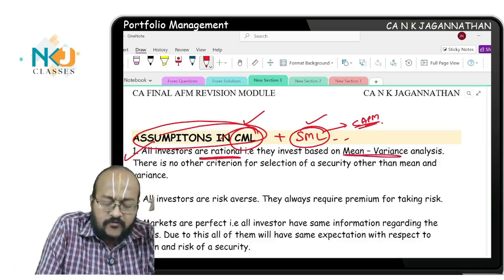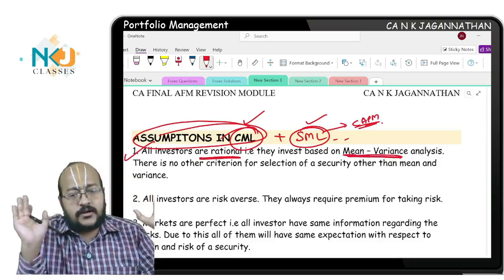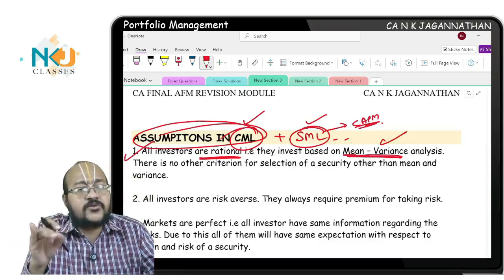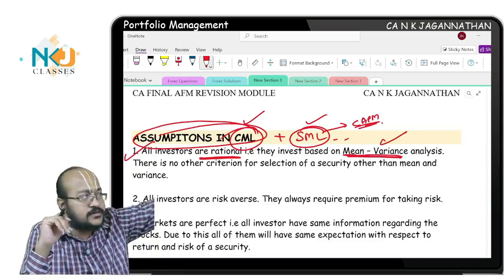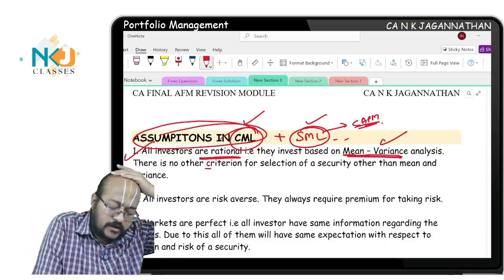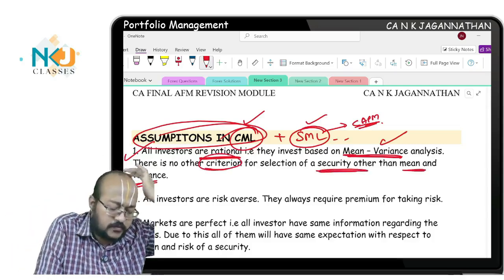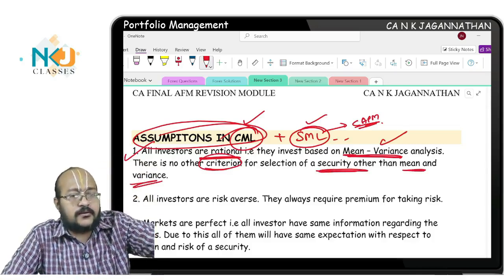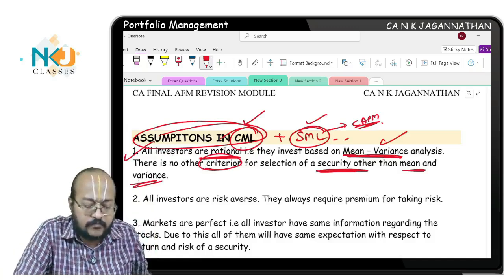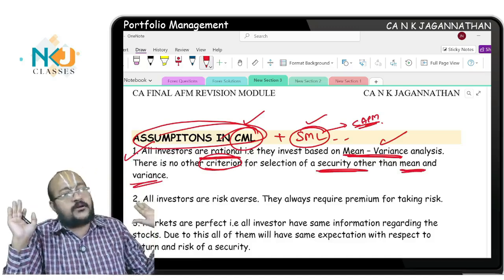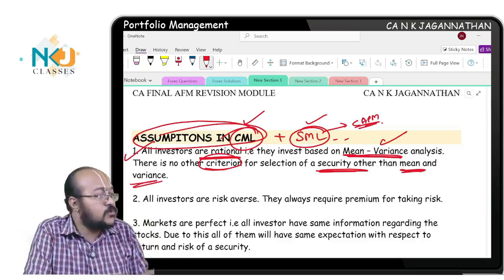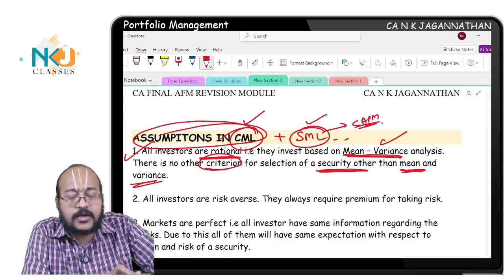They invest based on mean variance analysis. The basic assumption is all investors are rational. This is the basics of statistics. We will assume that all the investors know how to find out the risk based on mean variance analysis. There is no other criterion for selection of a security other than mean and variance. For computing the expected return, I will assume that everyone knows this statistical methodology, and that mean variance analysis is the only methodology for analysis. There might be many other ways, but for any theory to be proved, you need to have some basic assumptions.